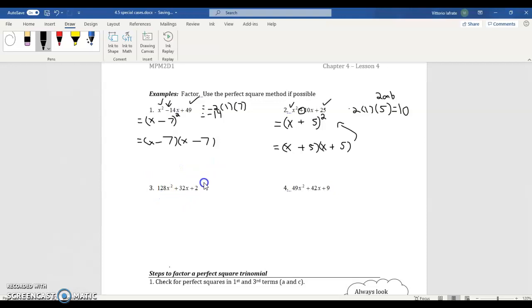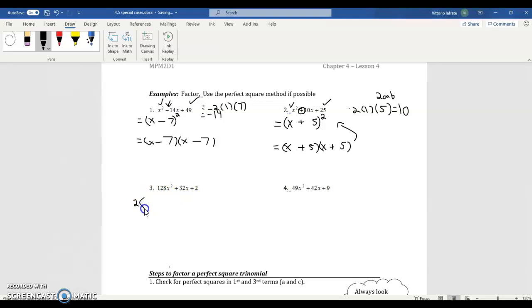Example 3, again, it's one of those situations where you might start off by checking the first term, and you might be doing the square root of 128. And you'll notice if you do that, the square root of 128 is not a perfect square. So you might just say, I can't do it, I might have to use a different method. But remember, always try factoring something out first. Here it looks like you can factor out a 2.